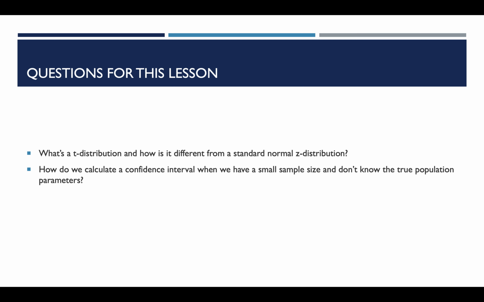First, what's a t-distribution and how is it different from the standard normal z-distribution that we looked at in lesson 1? And second, how do we use this t-distribution to calculate a confidence interval when we have a small sample size and when we don't know the true population parameters?